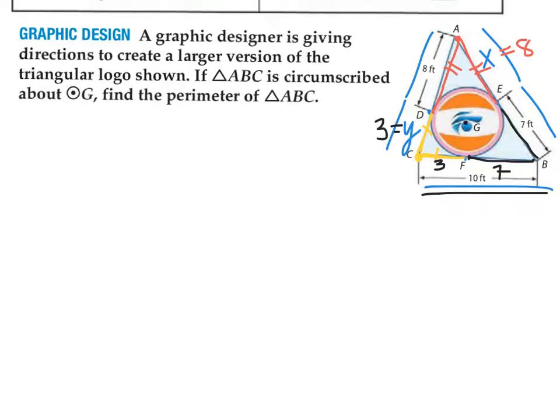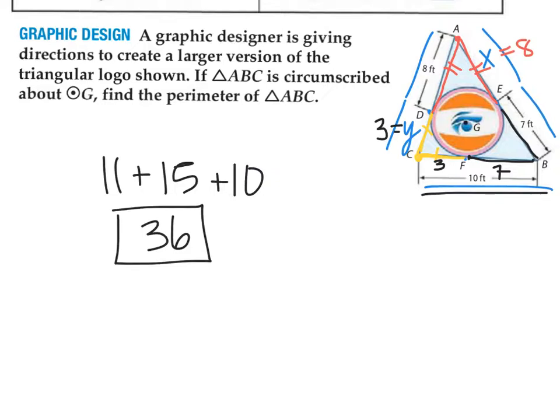So to find the perimeter, we're going to add it all together. 8 plus 3 is 11. That's one of the sides of the triangle. 8 plus 7 is 15. That's another side of the triangle. And then 10 is the other side of the triangle. So adding it all up, we get the perimeter of the triangle is 36.